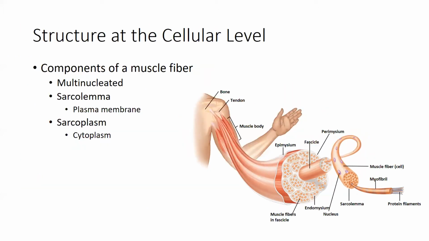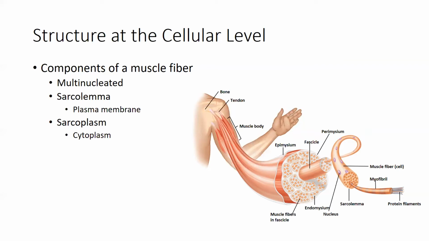Now, when we look at the structure of a single muscle cell or a single muscle fiber, it is multi-nucleated. And that means it has more than one nucleus. And in that way, it differs from your traditional cell. The reason it's multi-nucleated is because during the embryological period, several muscle cells fuse together. Also different with the muscle cell is that the nucleus is peripheral in the cell. So the nucleus is closer to the outer surface of that fiber or that cell.